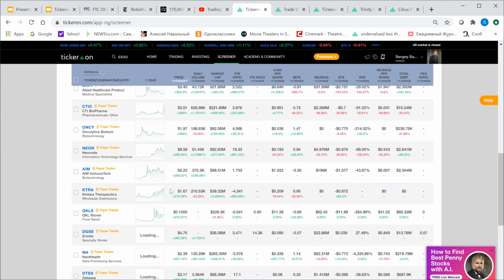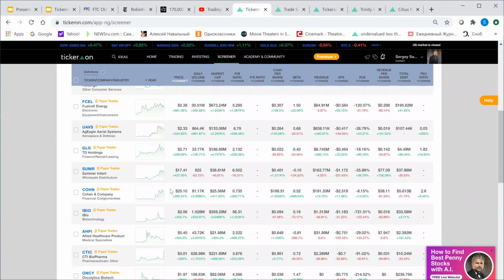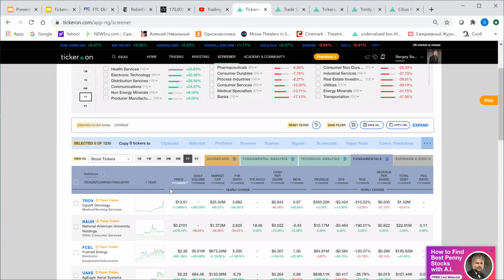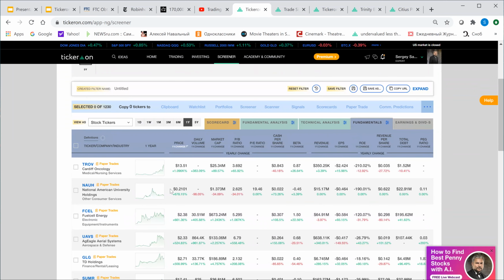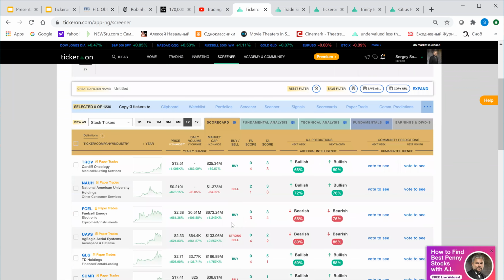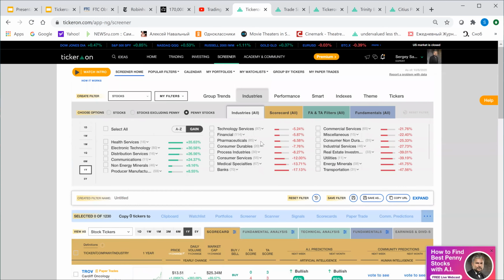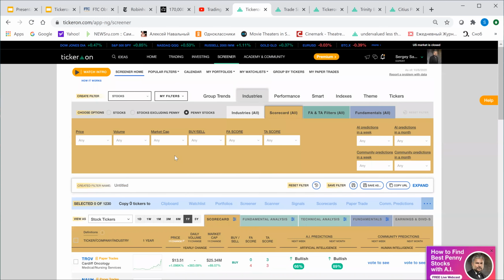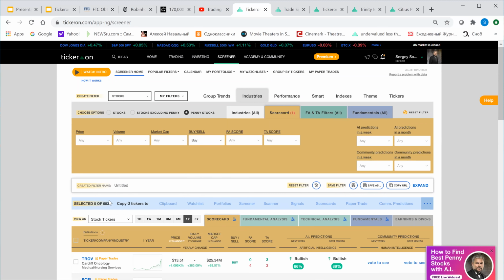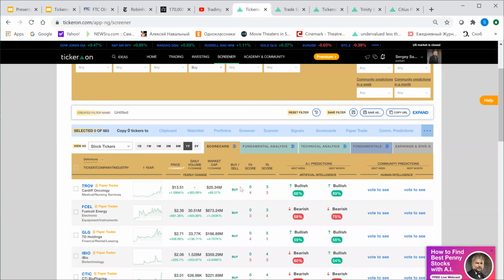Okay, so in order to really use this screener, let's say you want to reduce by scorecard, yellow. Let's say we want to look only at buy opportunities, okay? Buy, okay? So how many of them are we going to have? We have 683 stocks where our rating is buy.